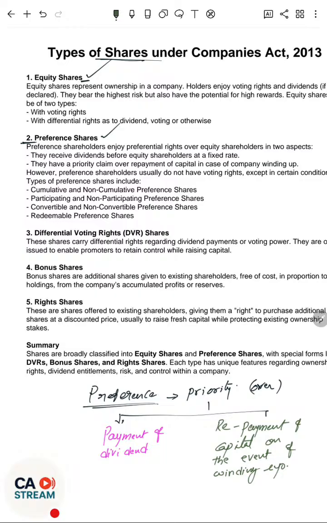Let me tell you what it means. For example, let me take this page. Here, sir, assume that the company earned for this financial year rupees 1,000 profit.